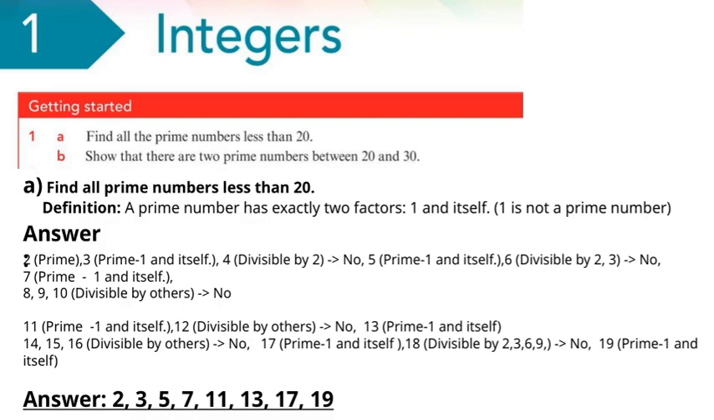Next, 17 is prime, only divisible by 1 and 17. 18 is divisible by 2, 3, 6, and 9, so it's not prime. Finally, 19 is prime because its only factors are 1 and 19. So the prime numbers less than 20 are 2, 3, 5, 7, 11, 13, 17, and 19.